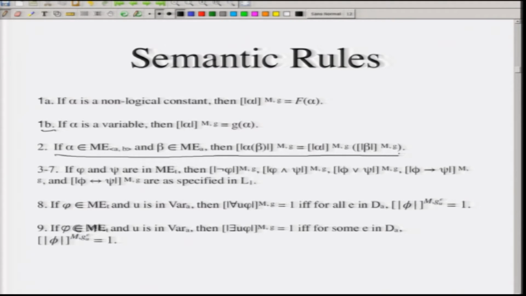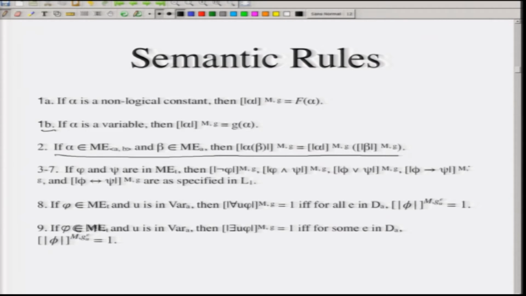We know what happens with the, so this g should actually be there, but it has come here for... there are typing constraints and all that, so it should be mg. Anyways, so if phi and xi are in MET, then the value of neg phi, phi and xi, phi or xi and so on are as specified in L1. We have seen how these are determined. We are not going to do it again.